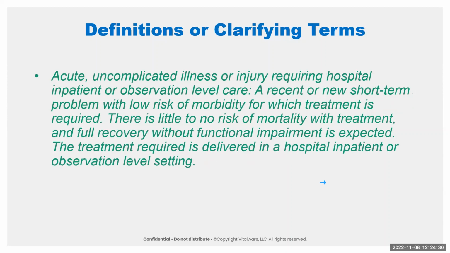All right, now there is already a definition for an acute uncomplicated illness or injury. And now there's going to be a new one that is an acute uncomplicated illness or injury requiring hospital, inpatient, or observation level of care. And so this one is just for a recent or new short-term problem with low risk of morbidity for which treatment's required. There's little to no risk of mortality with treatment, and a full recovery without functional impairment is expected. The treatment required is delivered in a hospital, inpatient, or observation level of setting. So we'll take a look and we'll see where they've just revised some of the descriptions just to get that hospital level of care in there.